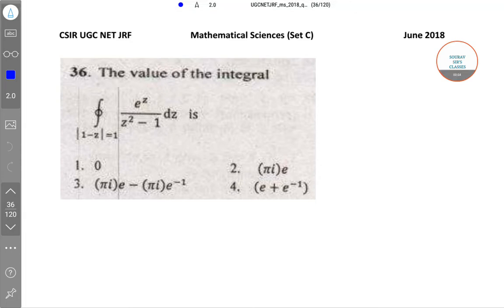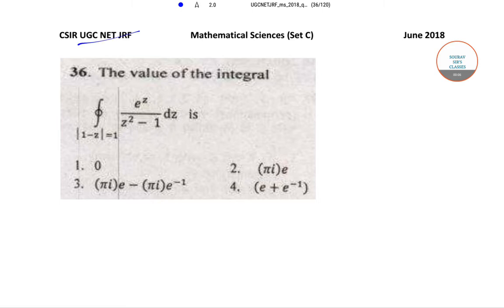Today we will be solving the CSIR UGC NET JRF exam questions from the June 2018 paper. We will be solving the set C of the paper. Let's start off with question number 36.